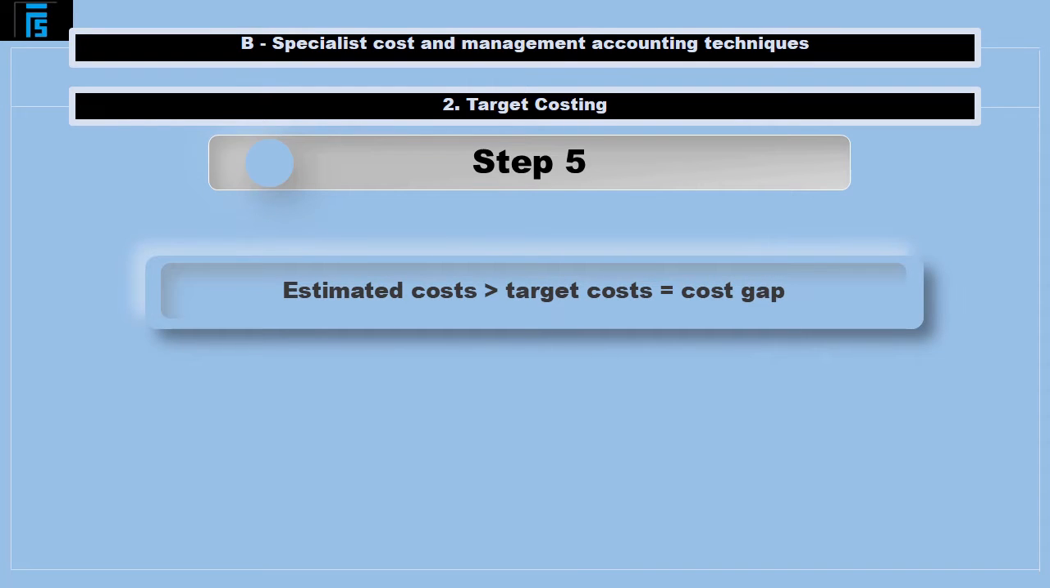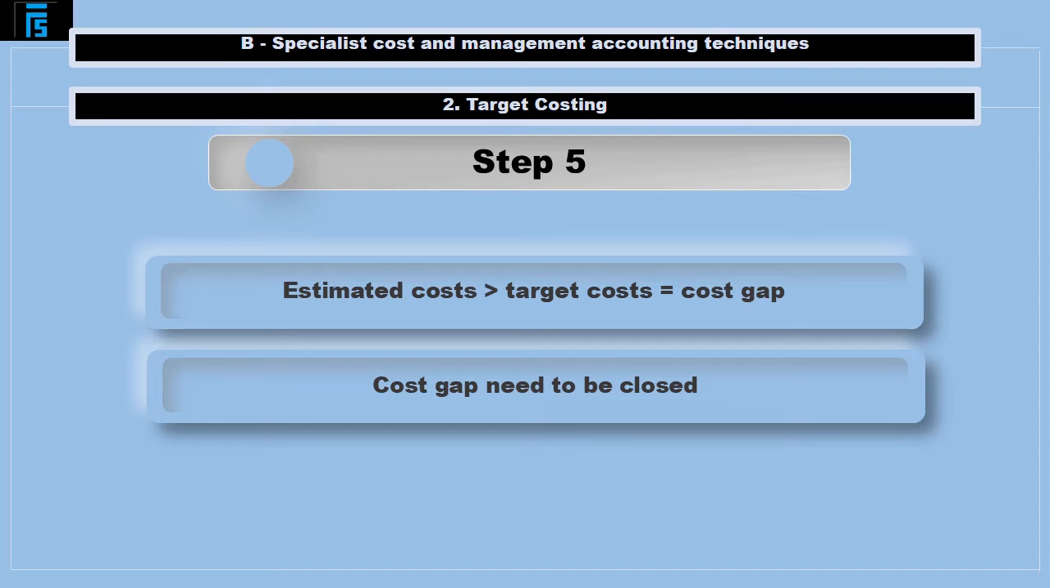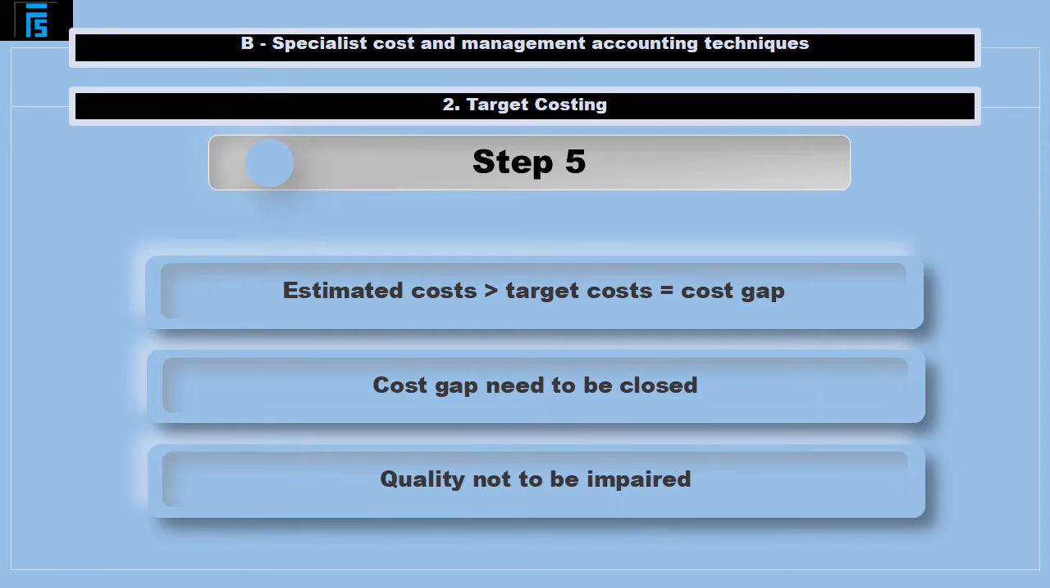If the estimated costs of that same product are greater than the target cost, then a cost gap exists. This cost gap needs to be closed, meaning a review of the costs incurred during the product's design and production stages. It is important, however, that the quality of the product is not impaired as a result of any cost reductions.